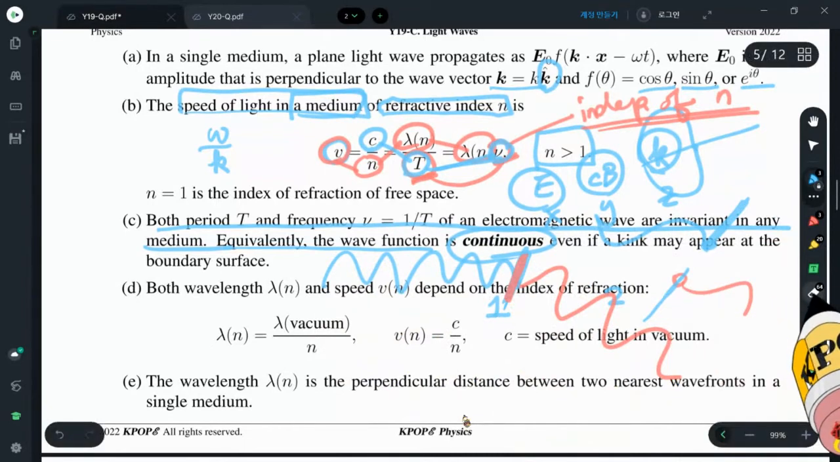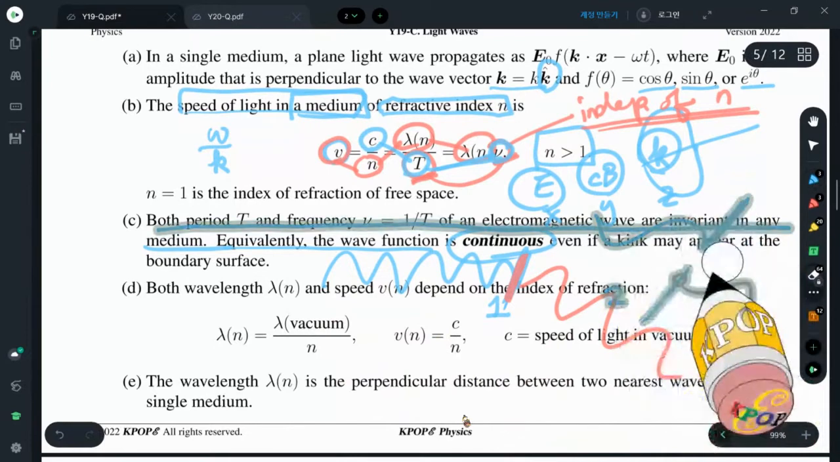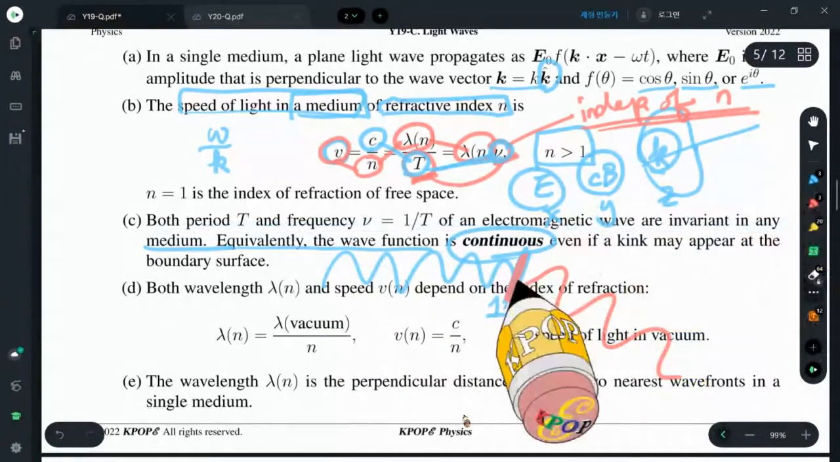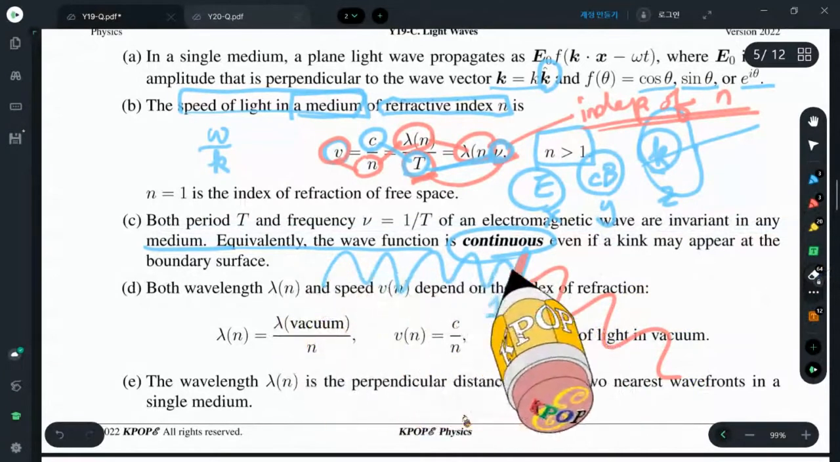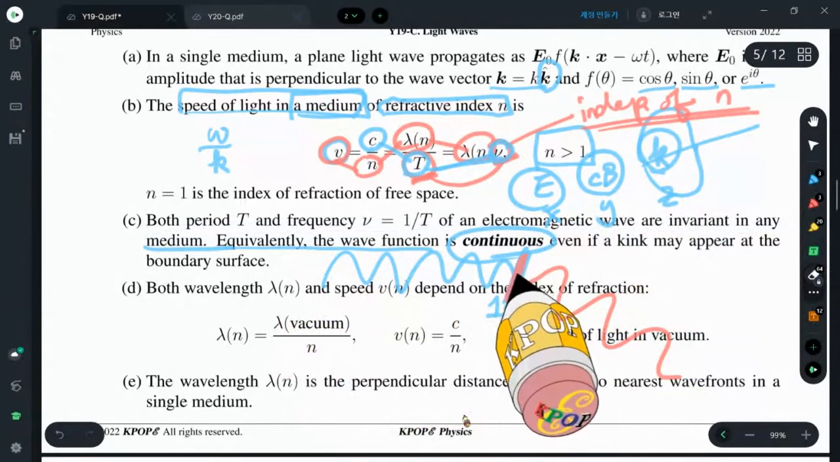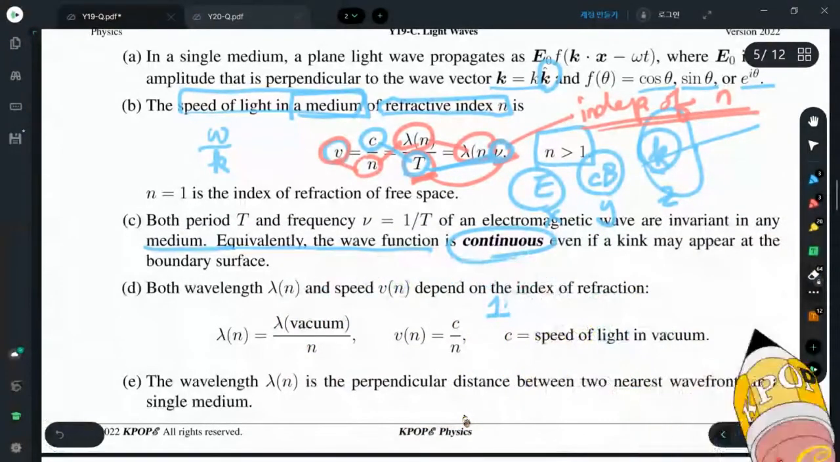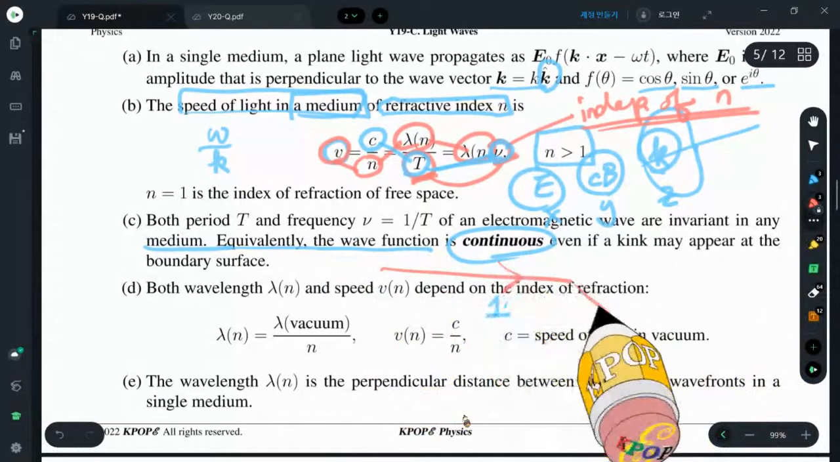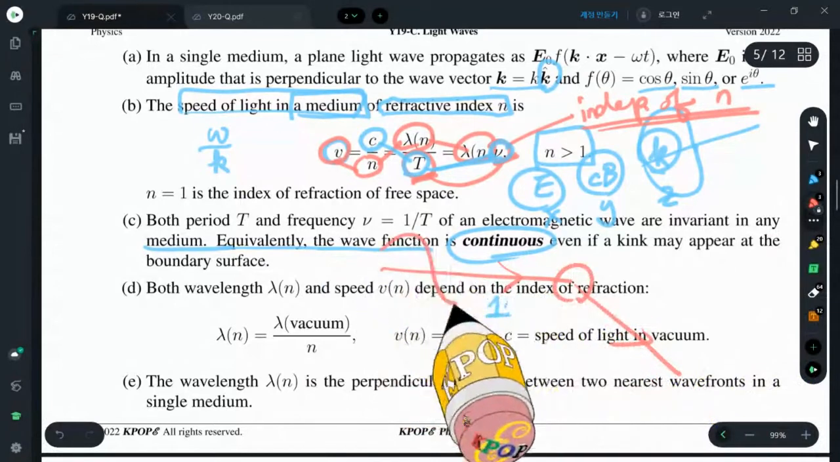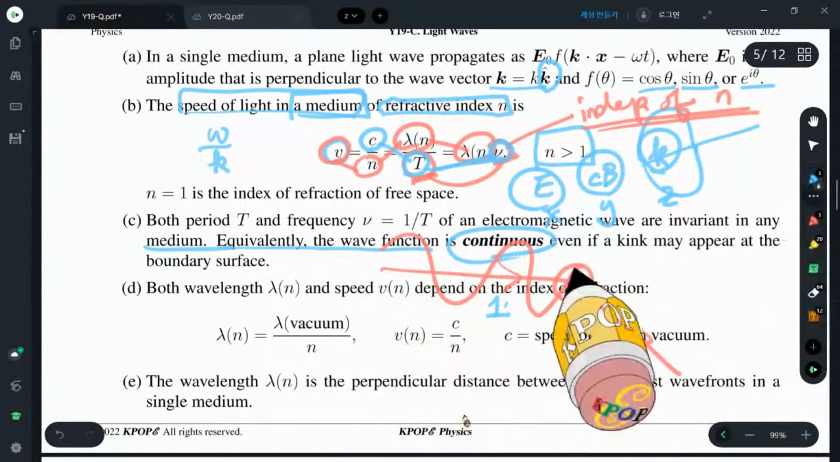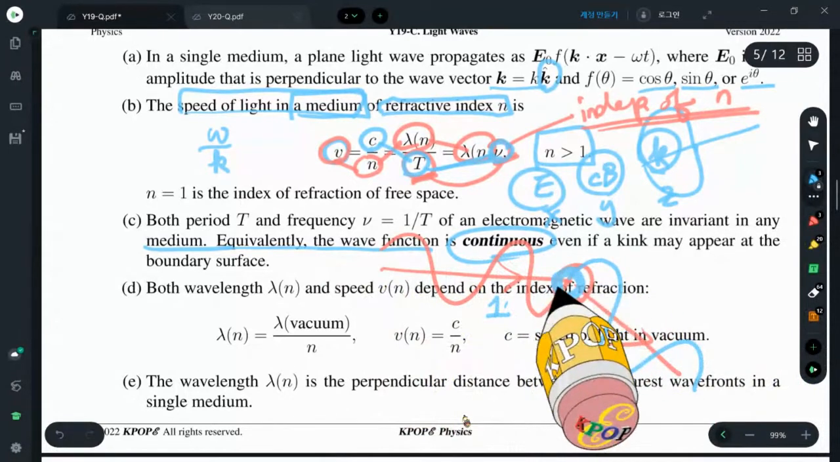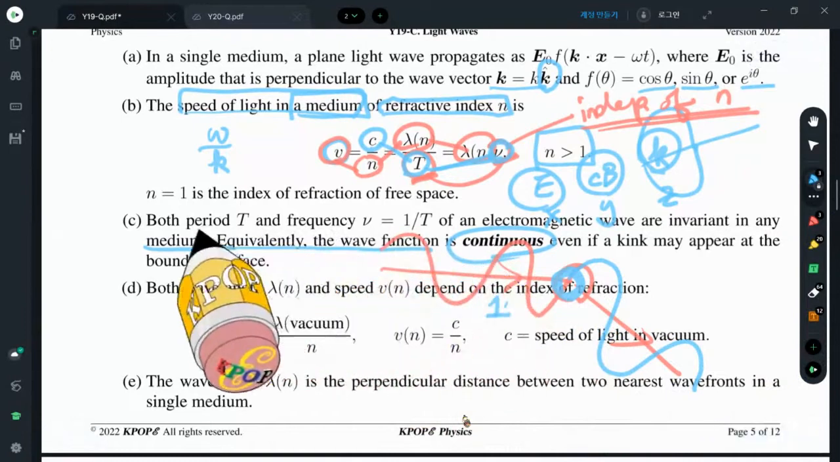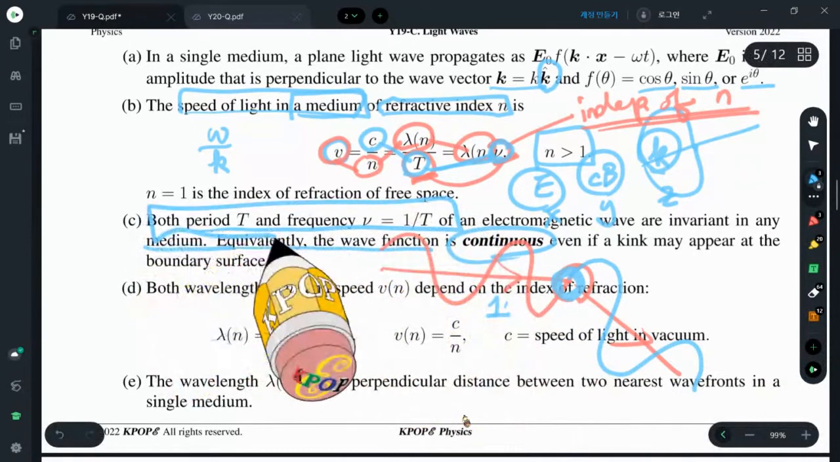However, the frequency is preserved, so even though the path of propagation may change, the direction of propagation may change, the wave function is continuous. That is the direct consequence of the invariance of the period or frequency.